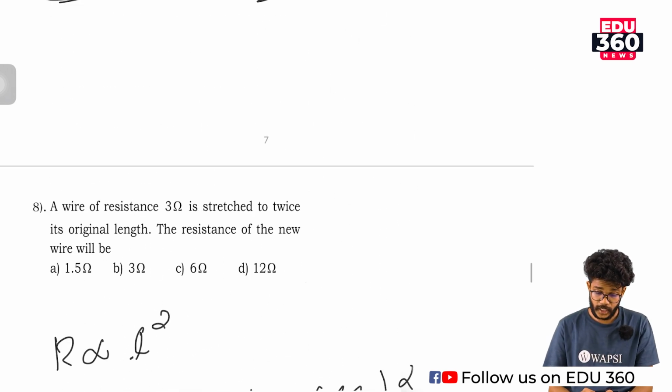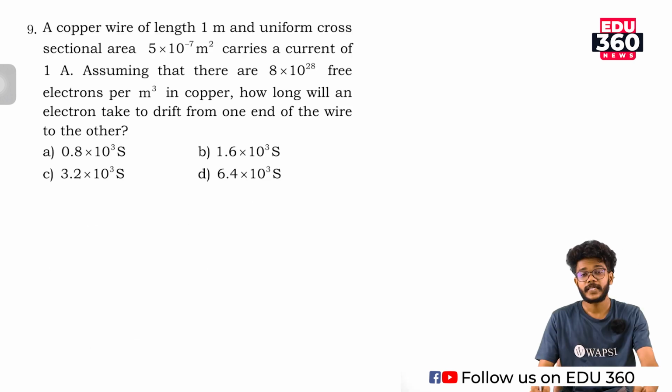We can check our options. Option D is 12 ohm. So, option D is the correct answer. Then we can move to the next question, the 9th question.